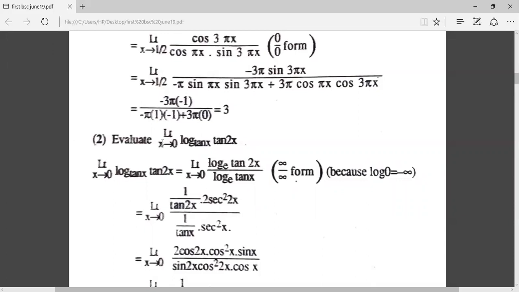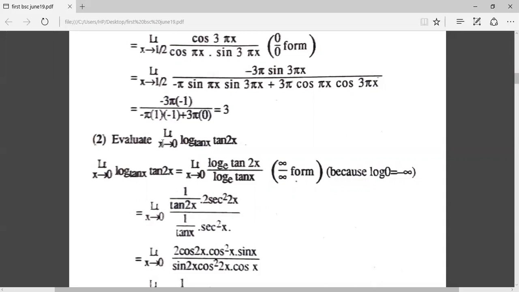Check whether it is of infinity by infinity form. Tan 0 is 0, and log 0 is minus infinity. Log tan x is also minus infinity, because when x is 0, tan 0 is 0. So minus infinity by minus infinity is nothing but infinity by infinity form. So again, it is an indeterminate form. You have to differentiate both numerator and denominator using L'Hospital rule.